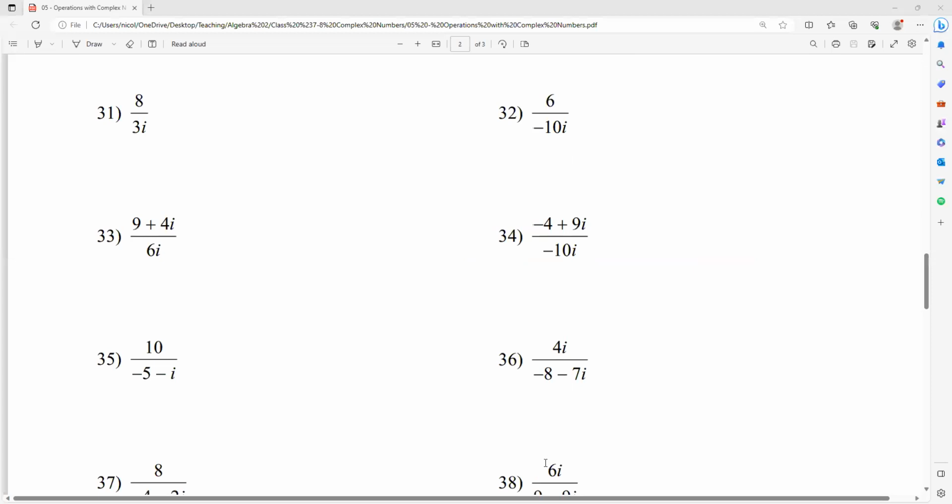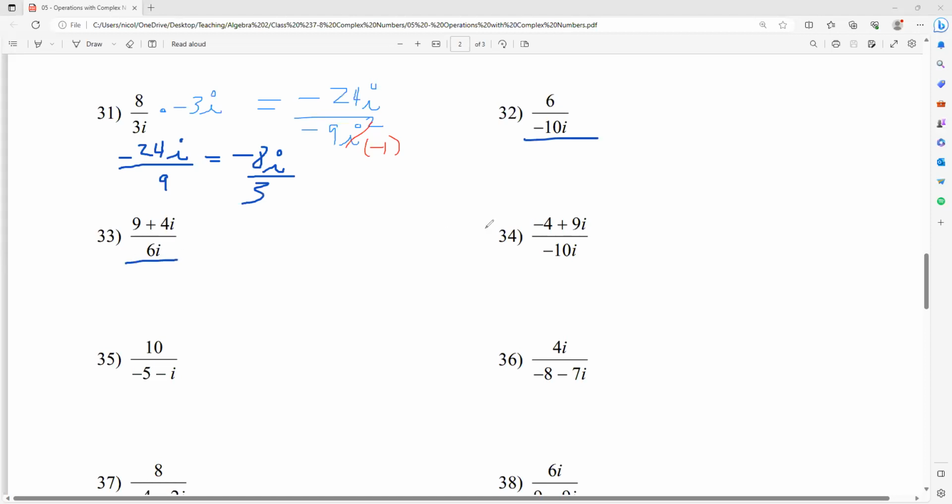And so same thing with 32. You're going to multiply by the complex conjugate, which would be positive 10i, negative 6i, positive 10i, right? And we already know how to multiply top and bottom, and then from there you would simplify. So let's do number 34 here. I'm going to multiply top and bottom by positive 10i.